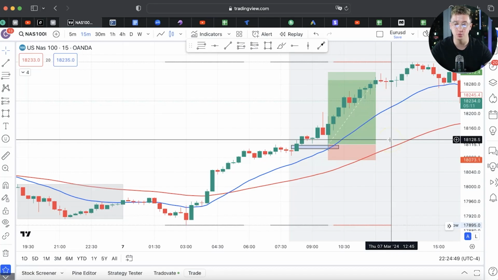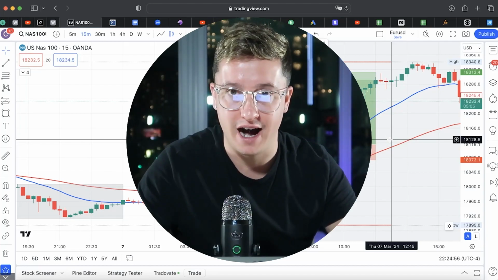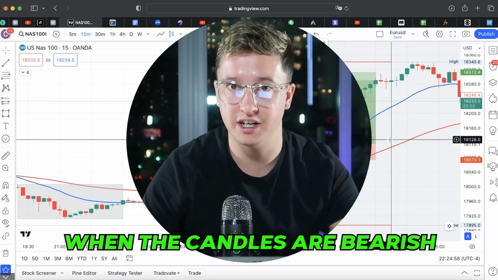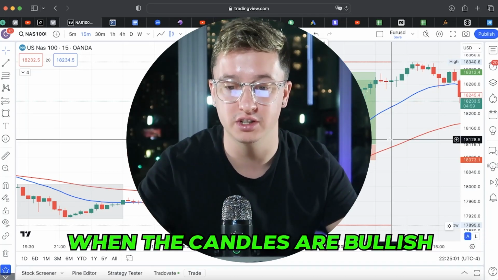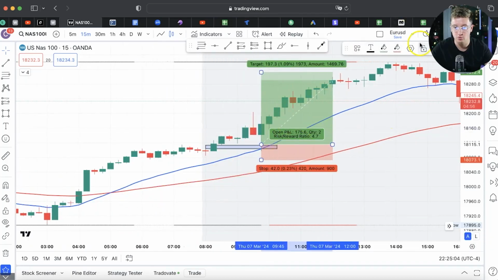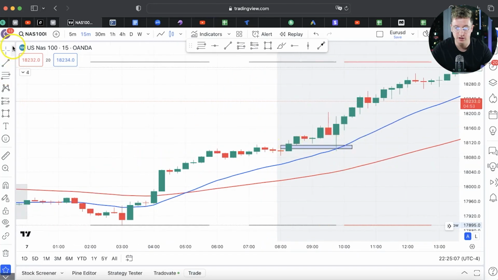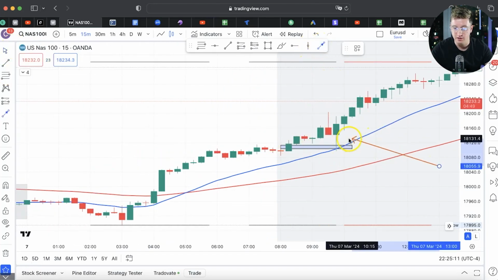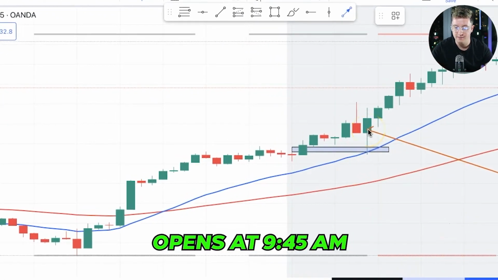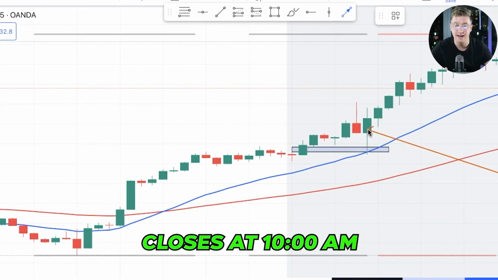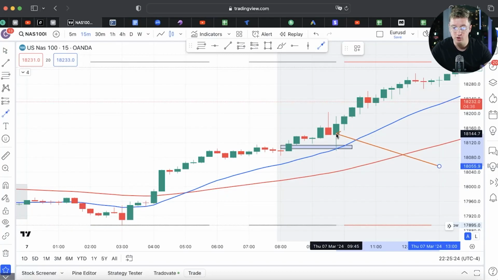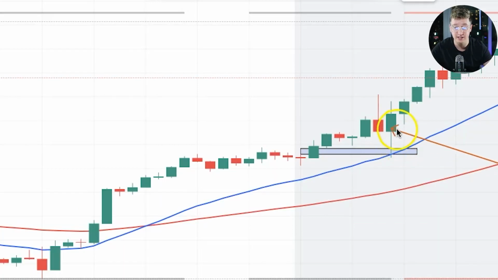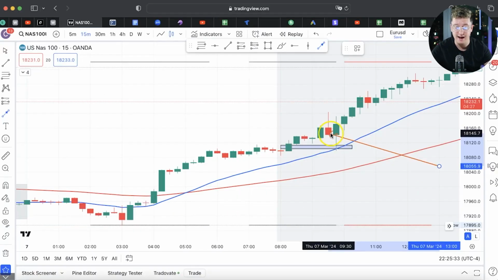When you are getting these entries, this is the way that I have been looking at my entries lately. I want to be buying when the candles are bearish, and I want to be selling when the candles are bullish. So a lot of traders, and this is right after the market opened. Let me delete this real quick. Look at the time right here, guys. On this candle, look at the bottom right here where it has a time. This candle opens at 9:45 a.m., closes at 10 a.m. So throughout this time from 9:45 to 10 a.m., we are getting our entry. This candle opened 15 minutes after the market opened.